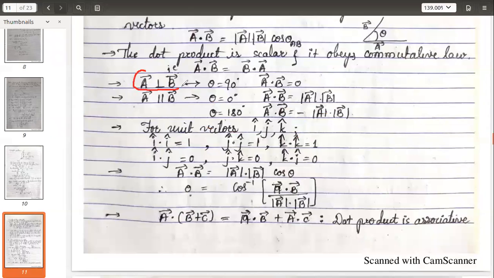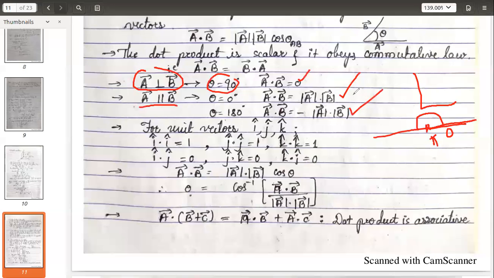First, if A is perpendicular to B, if you have two vectors like this, theta is 90 degrees, then A dot B, the dot product, is 0 because cos 90 is 0. And if both are parallel to each other, coinciding or in opposite directions, theta is either 0 or 180 degrees. In that case, you substitute cos 0 and cos 180 degrees, and you will get the product of magnitudes A times B, or minus A times B, because cos 180 degrees is minus 1.